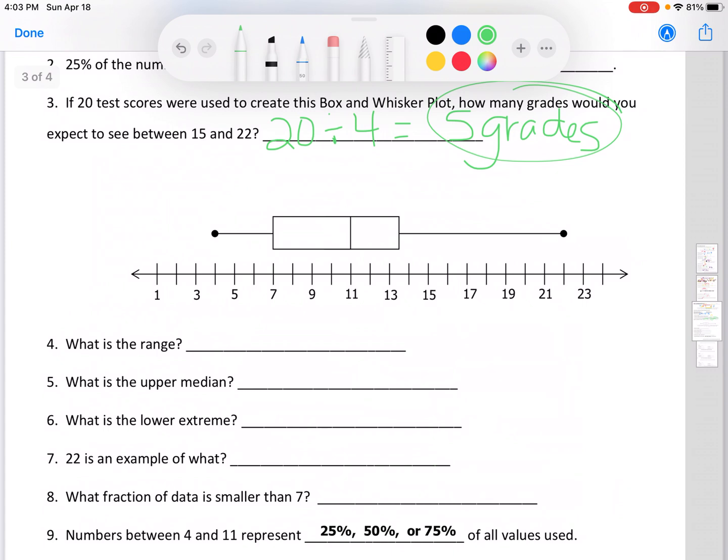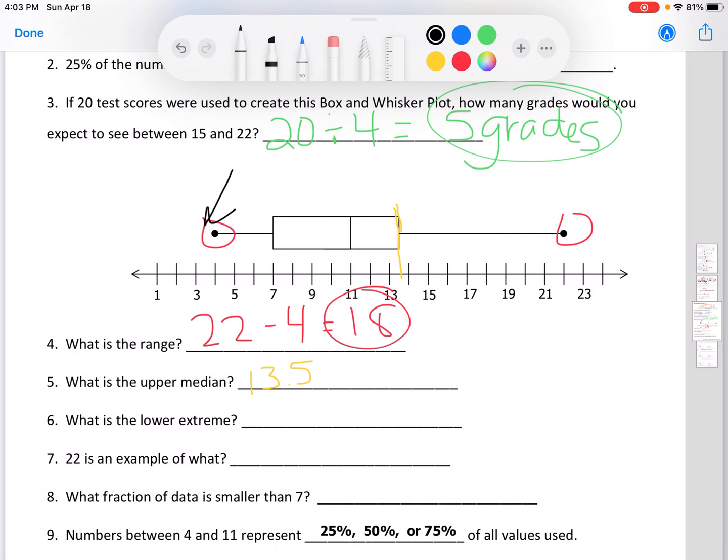For the next one, they're asking what's the range. So again, maximum minus minimum, so that's 22 minus 4. I get 18. The upper median, so that's the third quartile, would be 13.5. My lower extreme, so that would be my minimum, is 4. 22 is an example of what? 22 would be an example of my maximum.